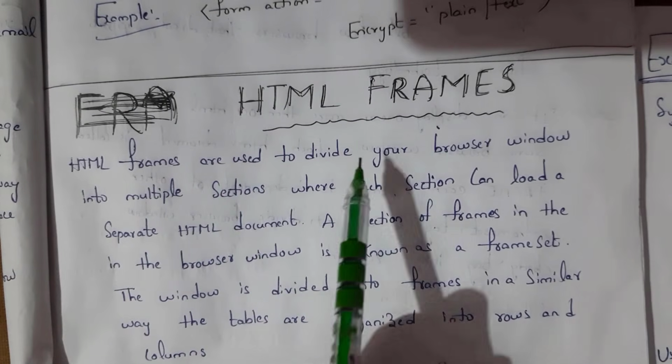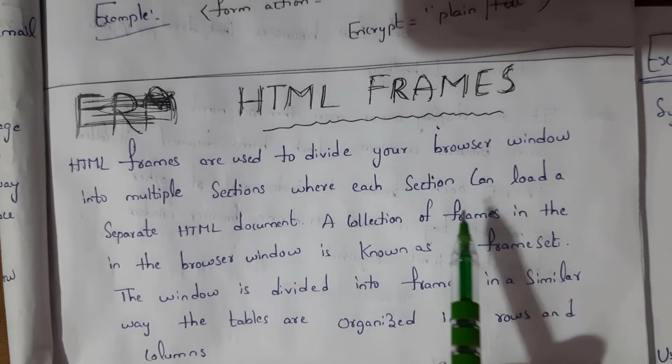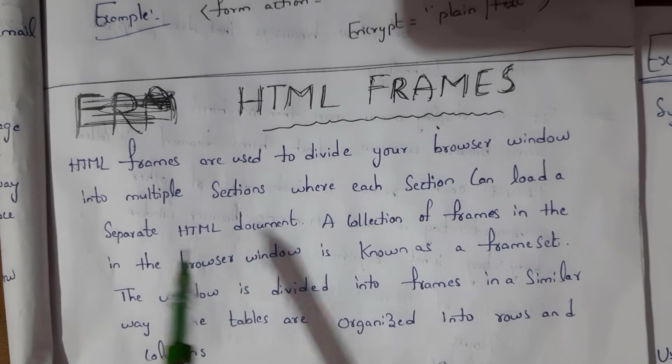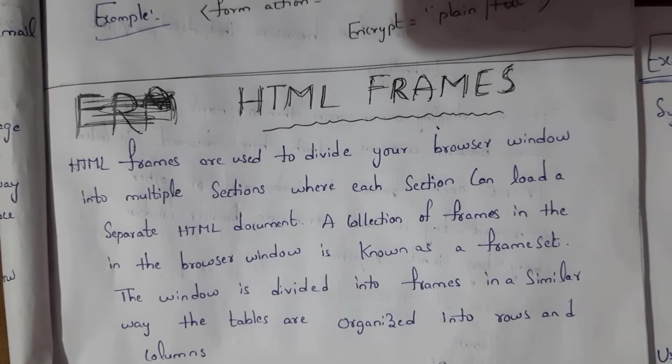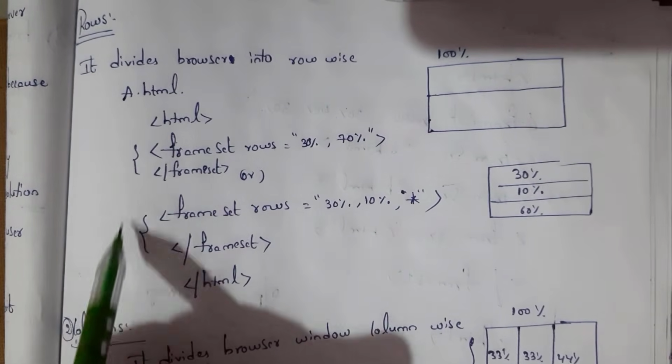HTML frames are used to divide your browser window into multiple sections, where each section can load a separate HTML document. That means we need to divide our screen into multiple sections, and for each section we need to write separate code. This is known as a frame. HTML frames. I'm going to write one small program. This is a small program, that is HTML.